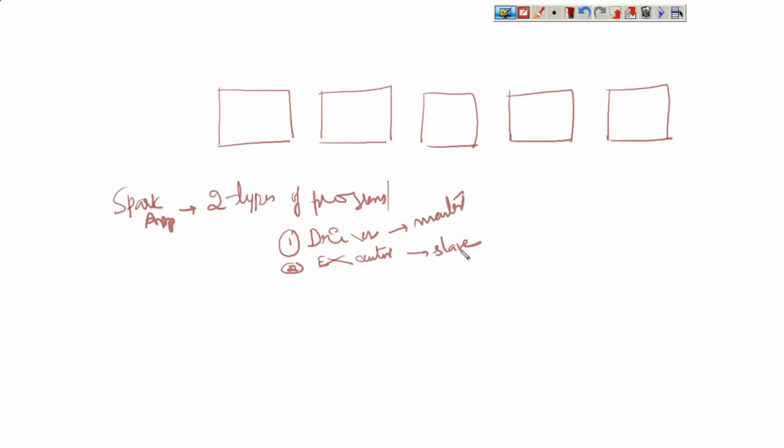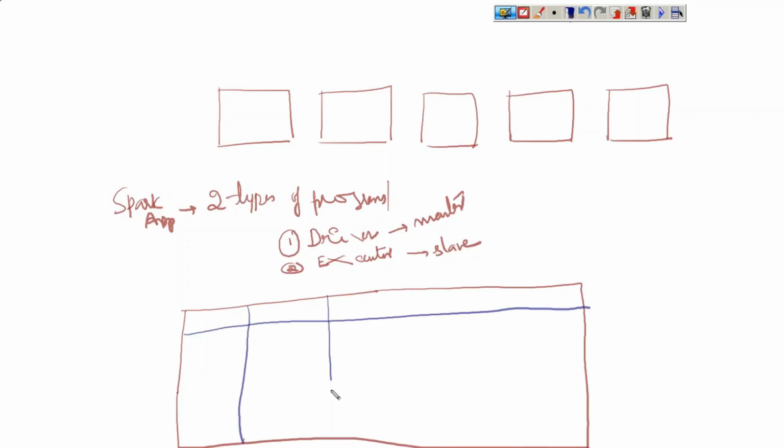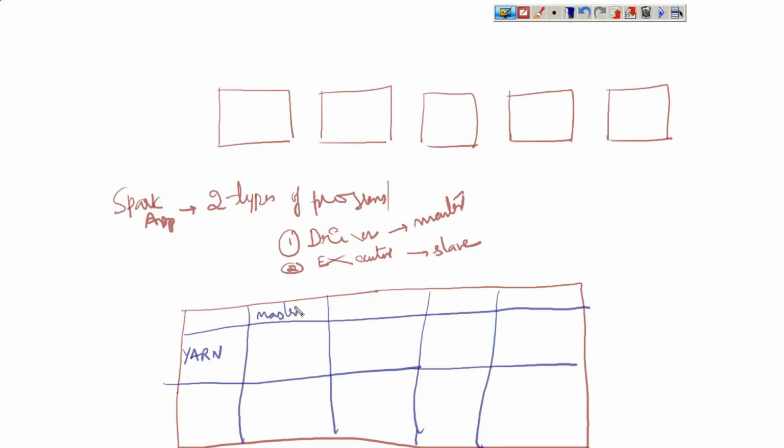For what? For a Spark application. Don't worry, let me show you with a simple table so that you can understand clearly. Just note this. If it is YARN, what is the master process called? The master process is the resource manager, and the slave process is called the node manager.